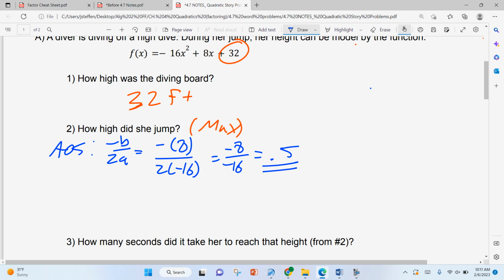Yes, question. Absolutely right. I thought that was different than what I got in the last class. Thank you. Yeah, 2 times 16, fun fact, is negative 32. It is not 16. So 0.25. So after 1/4 of a second is where she's at her maximum.